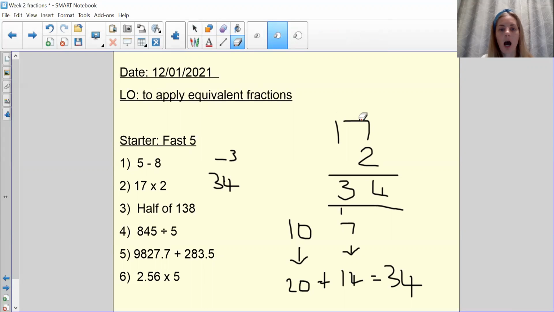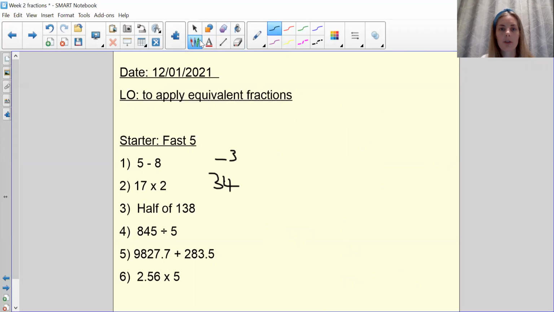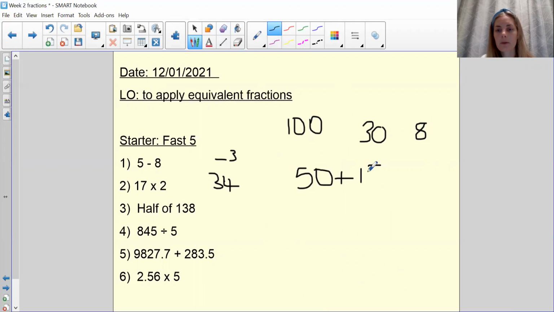Right, moving on. Half of 138. Again, you could do your bus stop method. And if you're doing half, it's dividing by 2. Or you can break the number up into 100 plus 30 plus 8, and again using your same method that we just did earlier. Half of 100 is 50, half of 30 is 15, half of 8 is 4, and if I add up those numbers, I'm going to get 69.